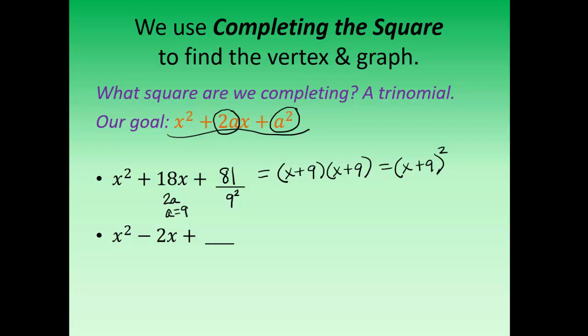Let's try the next one. Notice the middle term is negative. That's fine. We still look at negative 2 as 2 times some number a. So a must be negative 1. If you square negative 1, you get positive 1. And then this factors into x minus 1 squared. So that's how you create a perfect square trinomial. Let's use it in equations.